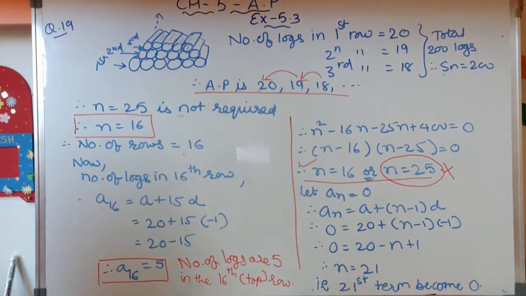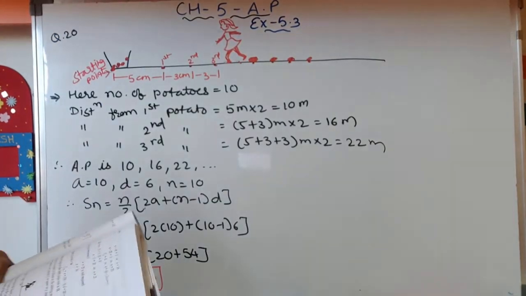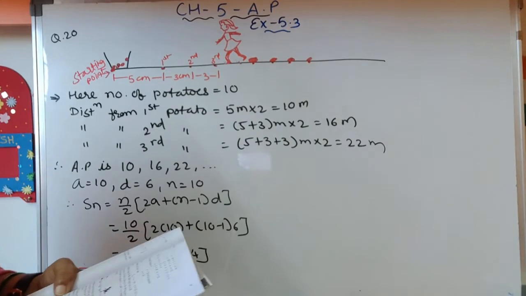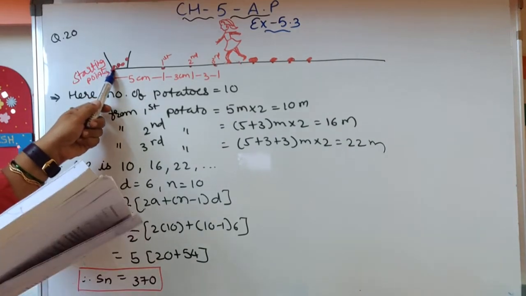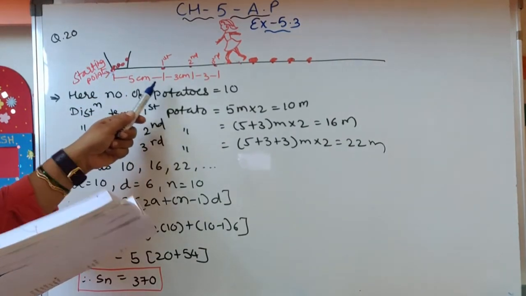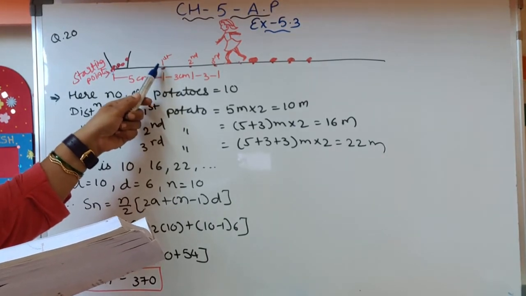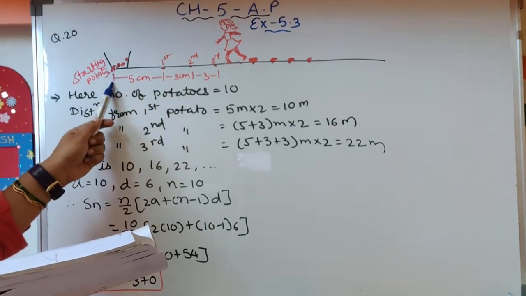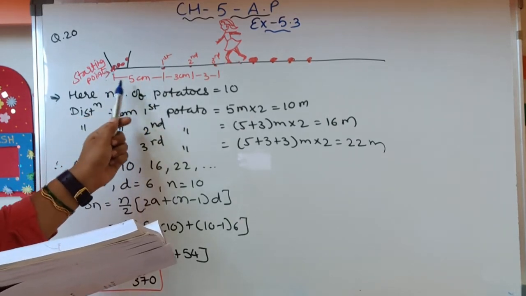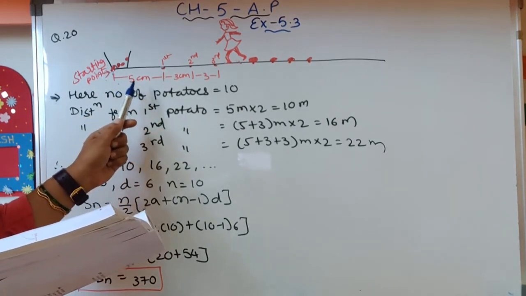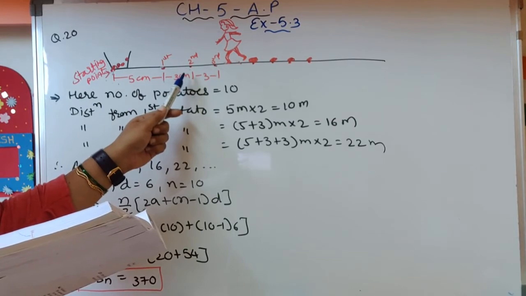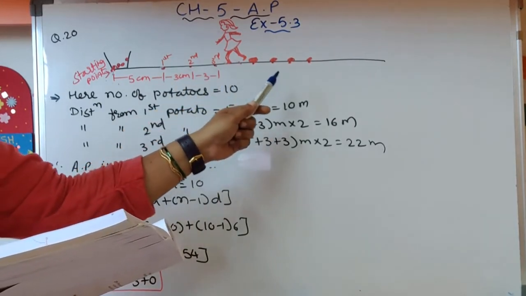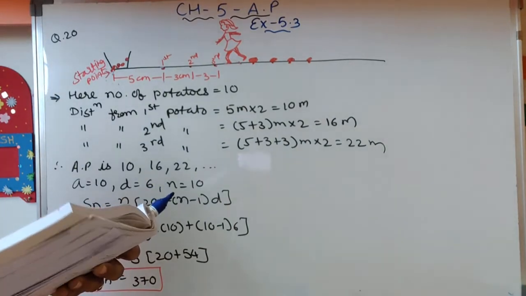Now move to the last example of the question, exercise 5.3, the last one, the 20th sum. In a potato race, a bucket is placed at a starting point. See, this is the starting point where the bucket is placed, which is 5 meters from the first potato. This is the first potato, and the distance between the bucket, the starting point, and the first potato is 5 centimeters. The second potato is placed 3 centimeters from the first, like that in a straight line. There are a total of 10 potatoes in a line.